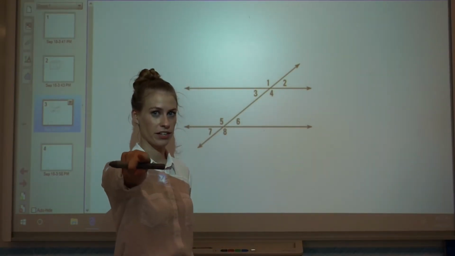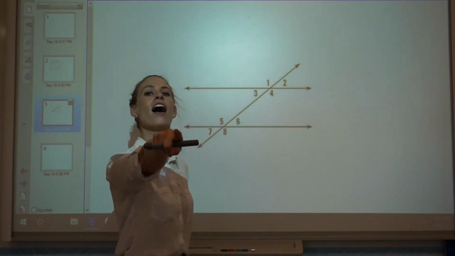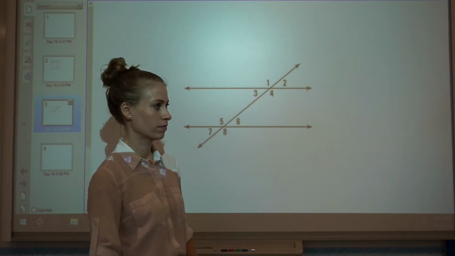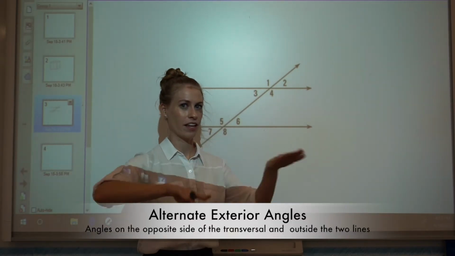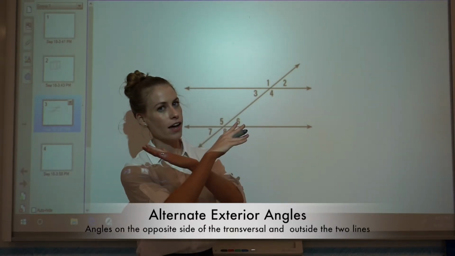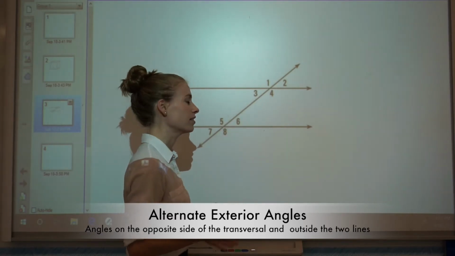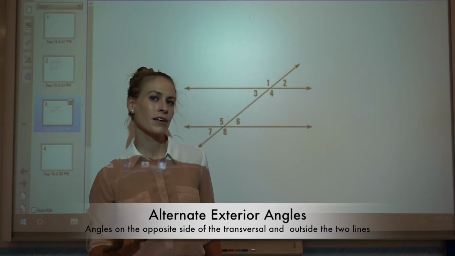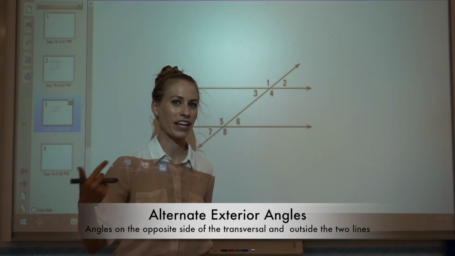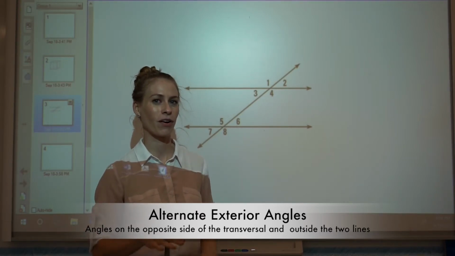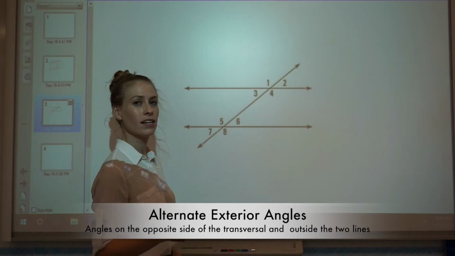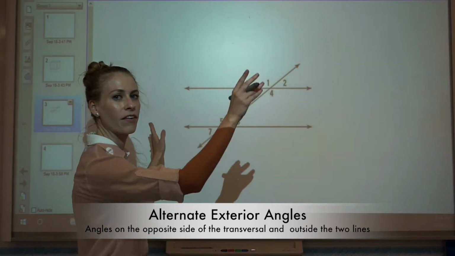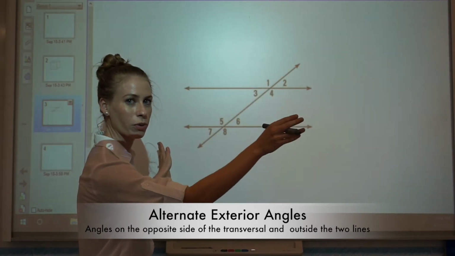Now, we talked about interior. What's the opposite of interior? Exterior. So we talked about interior. Now let's talk about the opposite, exterior. Okay, exterior is the same definition as the last one, but instead of saying on the inside, it's going to be on the outside. So we're trying to find angles that are on the outside of the two lines, but they're going to be on the opposite side of the transversal. Struggle with that? That's okay.